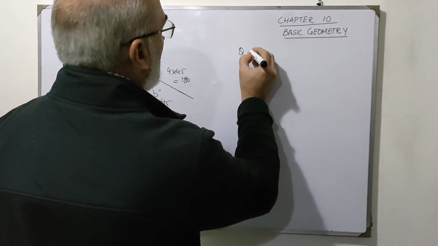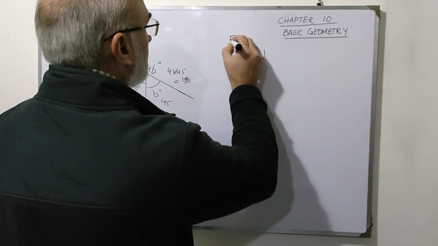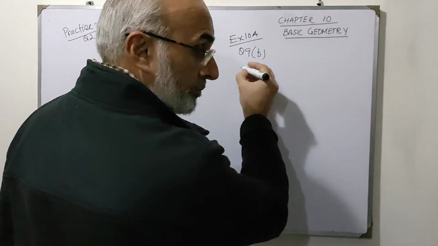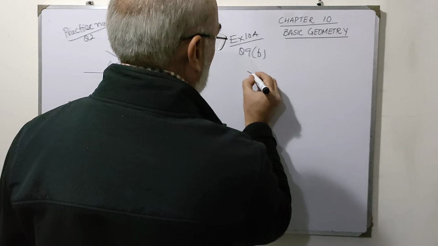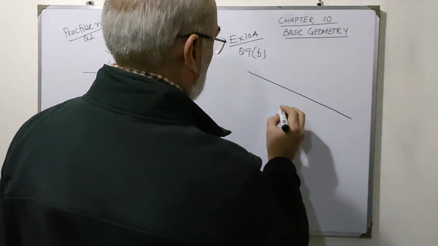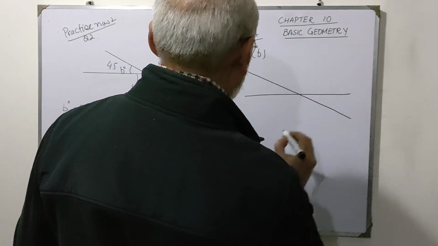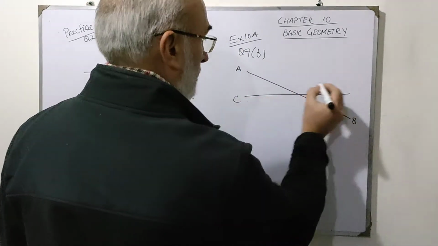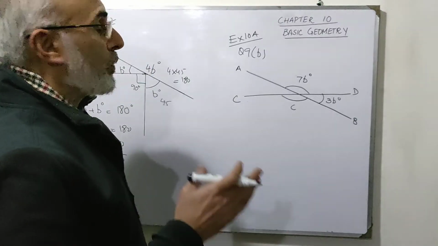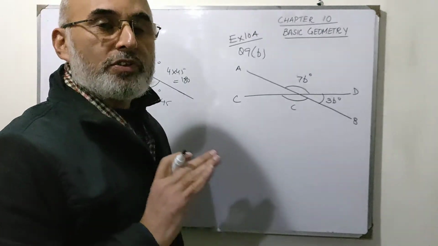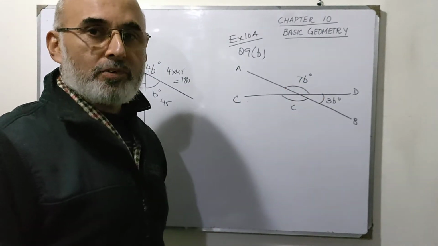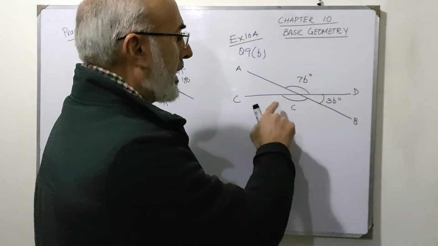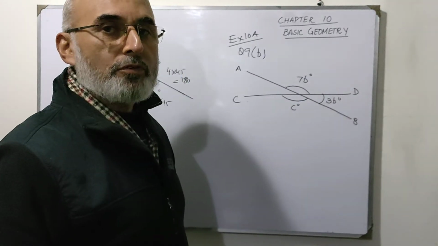I'm going to take question number 9 from exercise 10A, question 9B. So we have two straight lines intersecting each other, and we have angles here: this angle 7B, this angle 3B, and this C. We have to find the values of B and C.